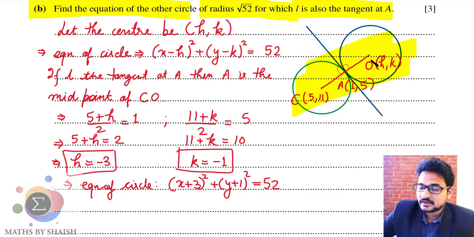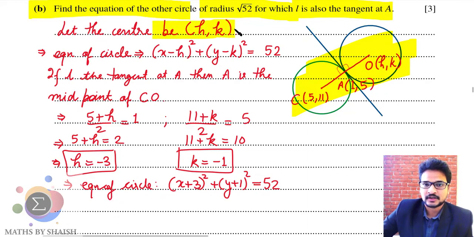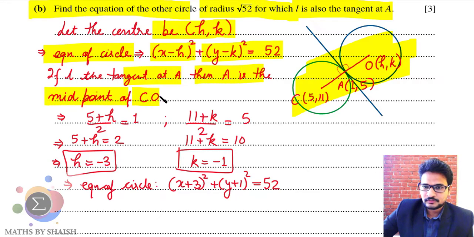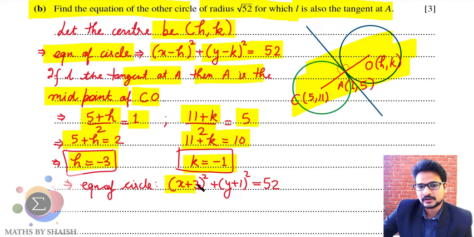And this is a circle and this is a tangent, so the point A has to be the midpoint. So let the center of the next one be (h, k). In that case, the equation of the circle would be (x - h) whole square plus (y - k) whole square equals 52. If L is the tangent at A, then A is the midpoint of CO, which I have told you. So midpoint of CO, let's find the x coordinate: (5 + h) upon 2 has to be 1, and (11 + k) upon 2 has to be 5, the second y coordinate. So from here we get h equals -3. From here we solve, we get k equals -1.